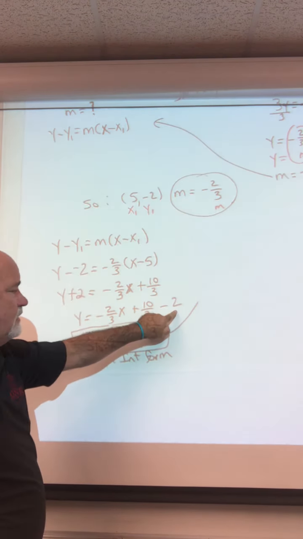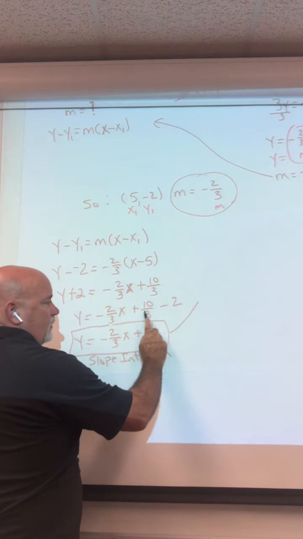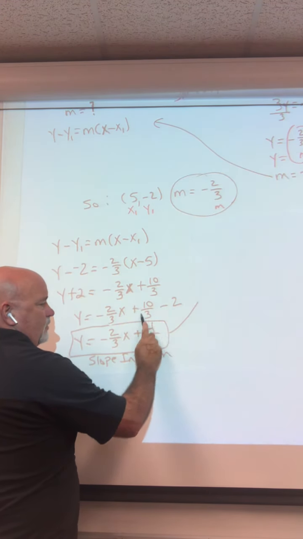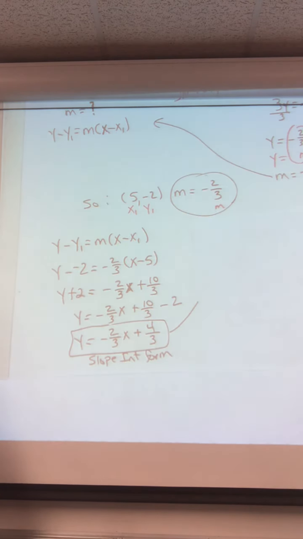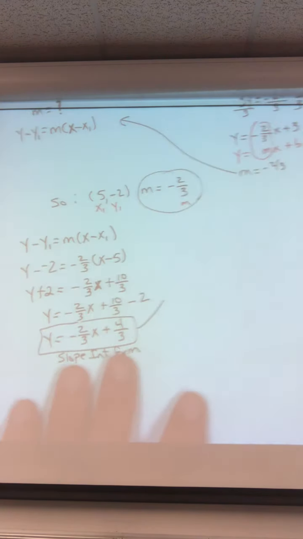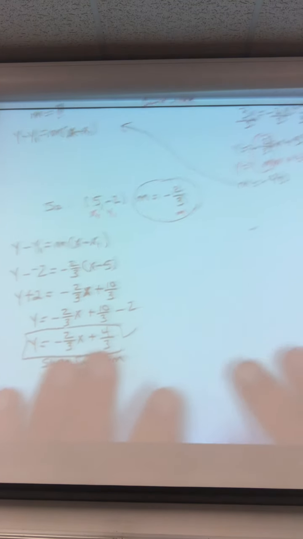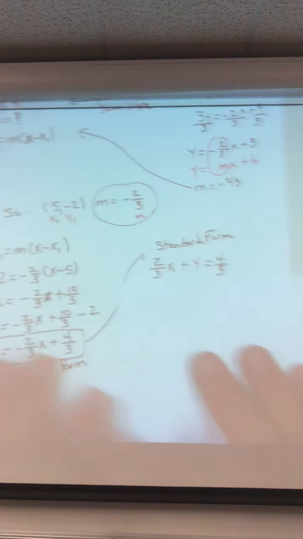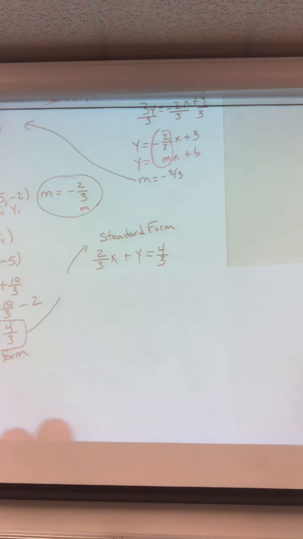Then I'm going to subtract the 2 over and get a common denominator, or use your calculator to subtract these two numbers to get this. That's in slope-intercept form. I'm going to do this one more time with you. What would we do if we said standard form? Well, we would take this and move it back across. So when I take it and move it back across, that's what I would get.